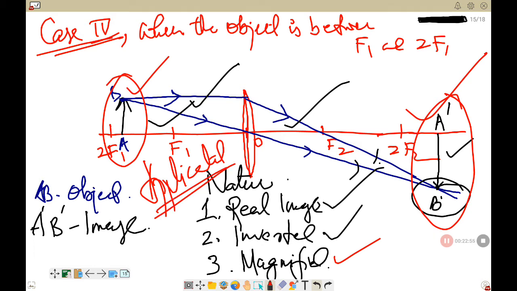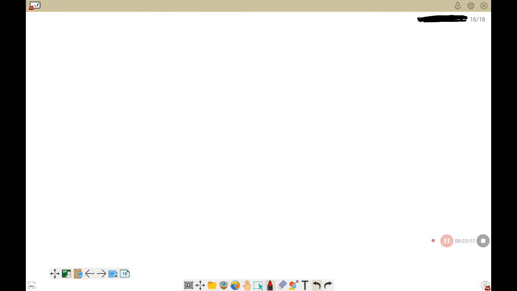So it is used in cinema halls as well as in your projectors. In your smart class, when you were having offline classes, you have seen the projector used to project the image on the screen, and a big image used to come. So that is the application.